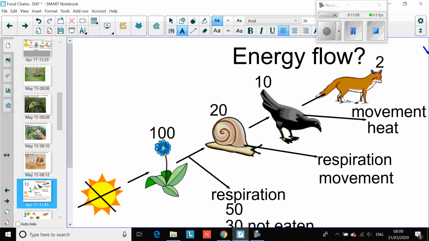Okay, so what I would like you to do now is copy up this food chain and, in no more than 2 sentences, explain what happens to the energy as you go up a food chain. Okay, so what happens to the energy as you go up the food chain? How is it used? Okay, right, pause the tape now, off you go.